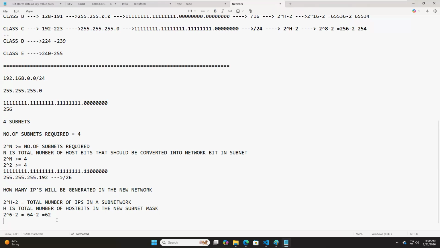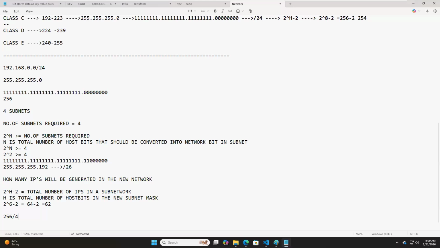So what you will do here is simply take the constant value in networking, which is 256, and divide it by the number of networks required. For me, the number of networks required is 4, so I will divide it by 4. The value you are going to get here is 64.